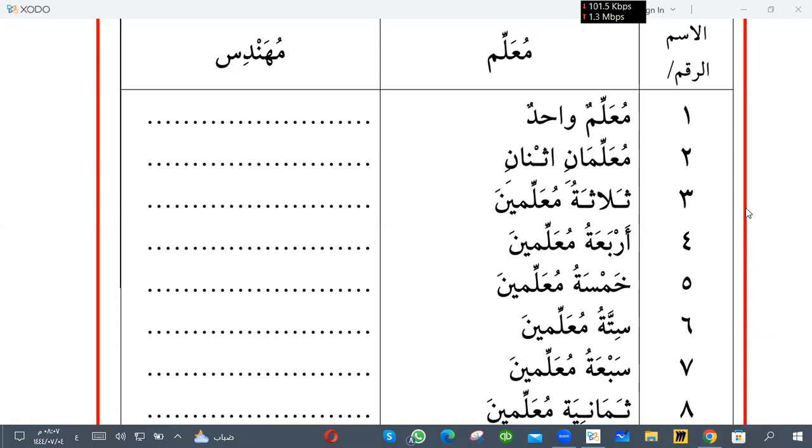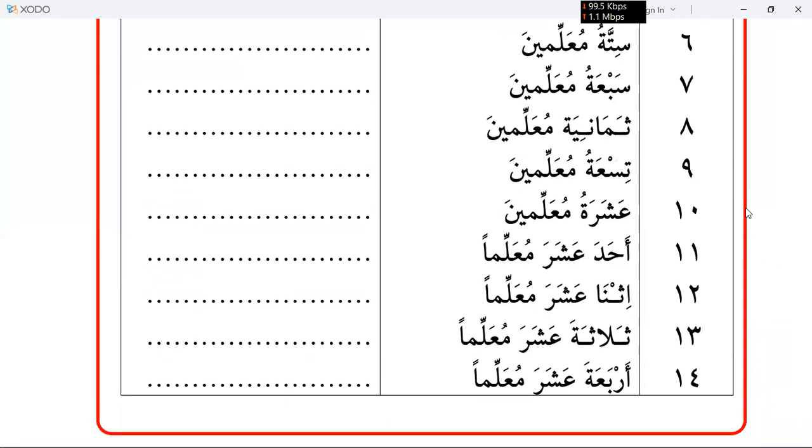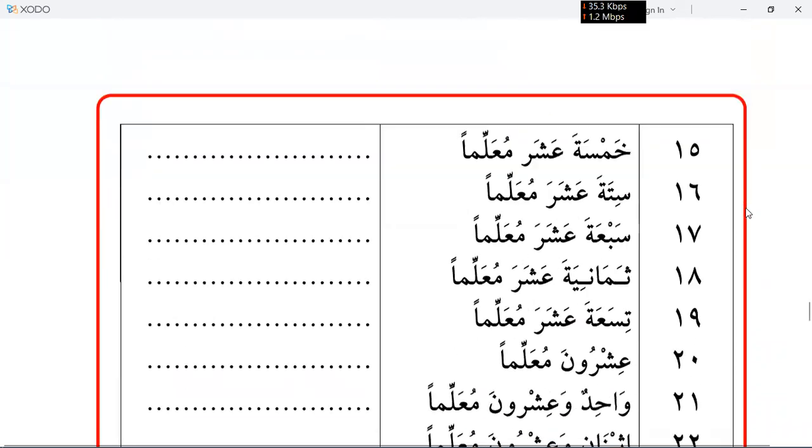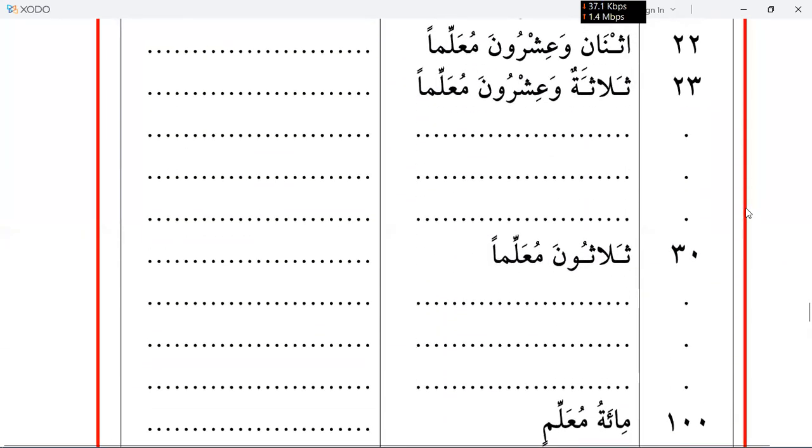Arbaatu muhandisina. Yes, arbaatu muhandisina. Khamsatu muhandisina, sittatu muhandisina, sabaatu muhandisina, thamaniyatu muhandisina, tisaatu muhandisina, ashratu muhandisina, ahada ashara muhandisan, ithna ashara muhandisan, thalathata ashara muhandisan, arbaata ashara muhandisan. Okay. They have written all the countings here.